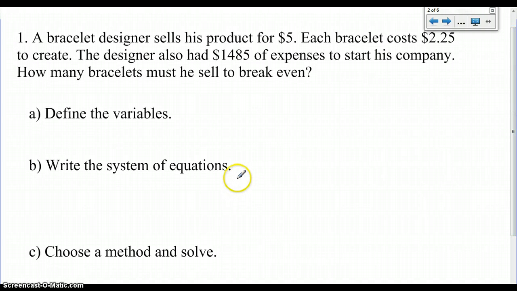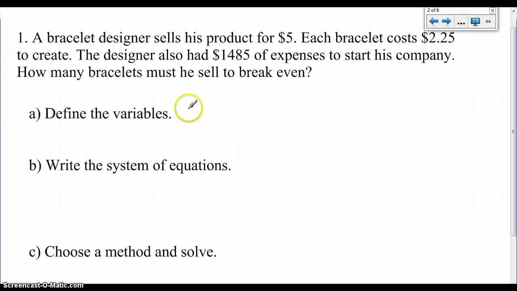A bracelet designer sells his product for $5. Each bracelet costs $2.25 to create. The designer also had $1,485 of expenses to start his company. How many bracelets must he sell to break even?